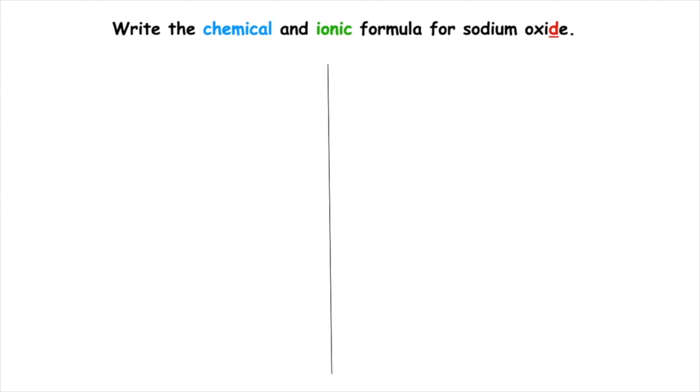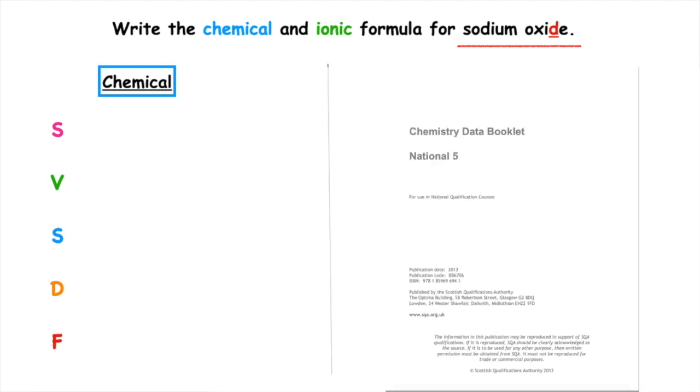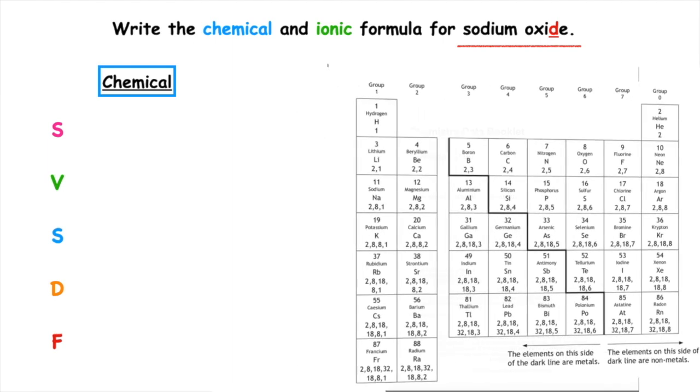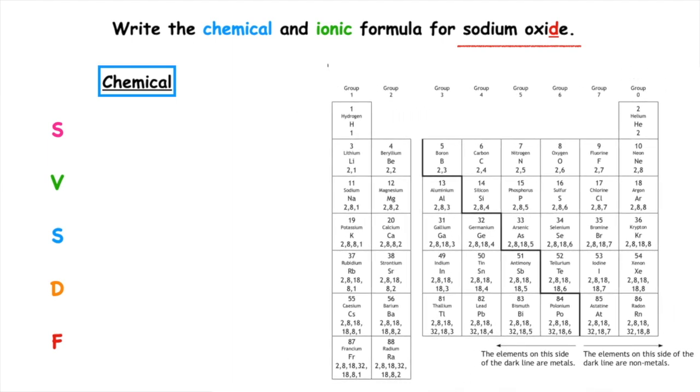This example wants us to write the chemical and ionic formula for sodium oxide. If a compound ends in "ide", the D stands for double, which means that we only have 2 elements present. We write down our SVSDF and insert the chemical symbol for sodium, which is Na. It's found in group 1, so it's got the valence of 1. Oxygen's chemical symbol is O. It's found in group 6, so it has a valence of 2.